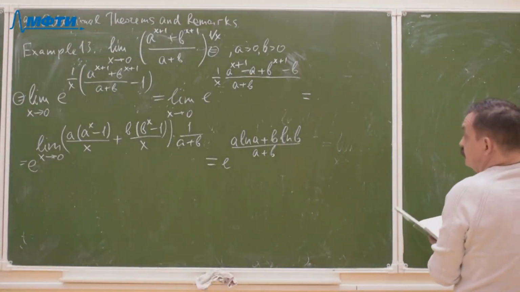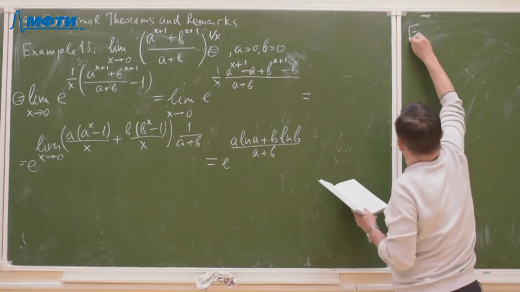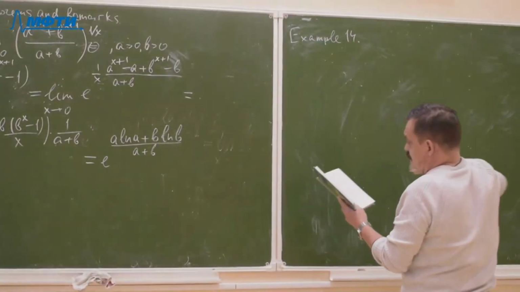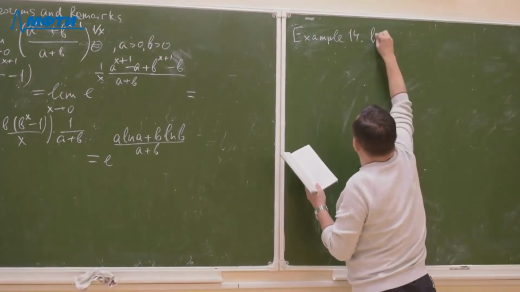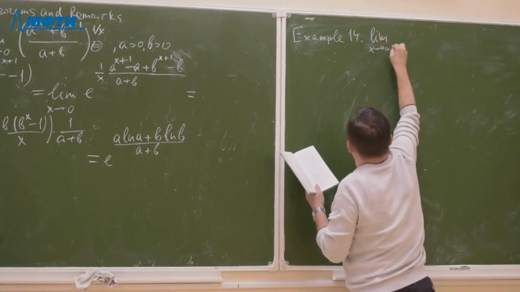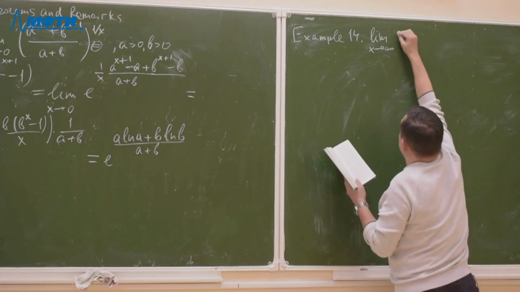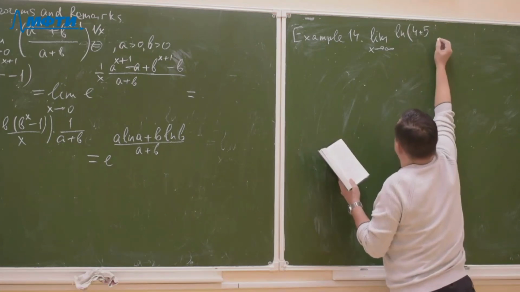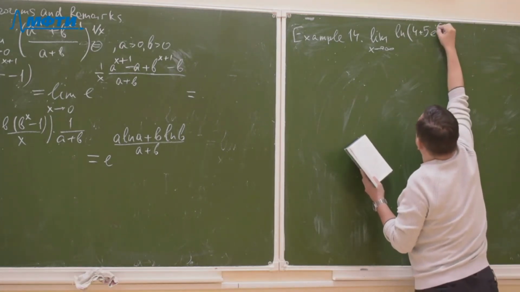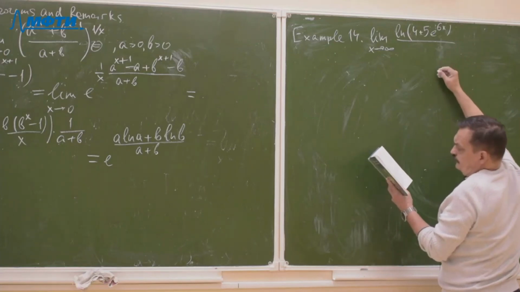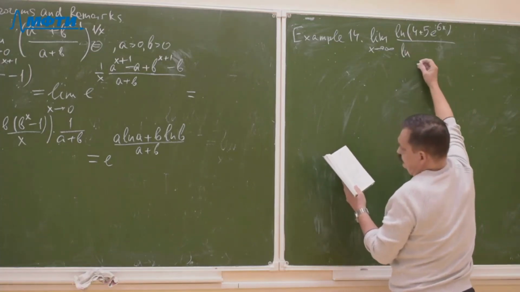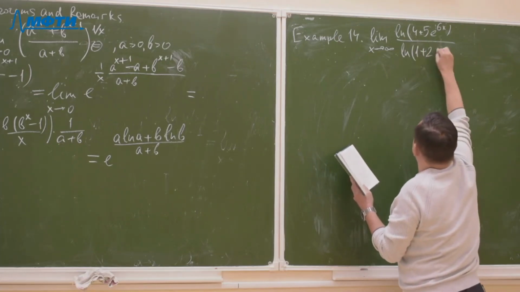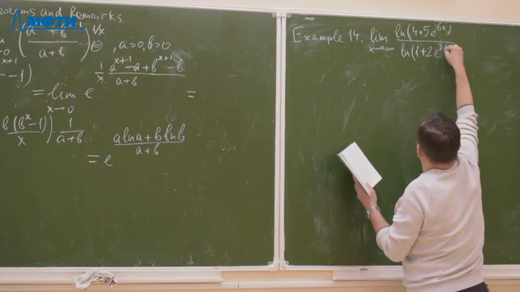Let's consider maybe the last example. Example 14. The limit as x tends to plus infinity, of course, of logarithm of (4 plus 5 e to the power 6x) over logarithm of (1 plus 2e to the power 3x).